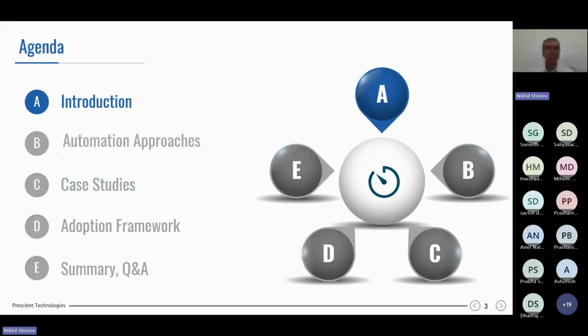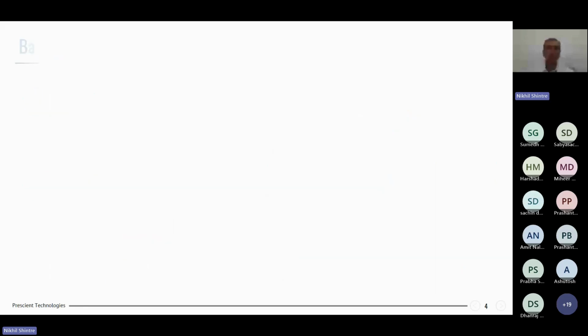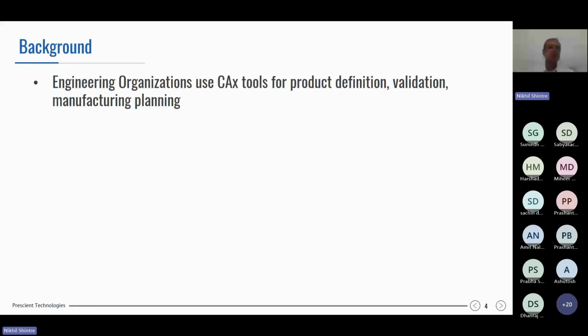So let's start with the introduction. Here we are going to talk a little bit about the background. As we look at automations, we all know engineering organizations may be working in many different functions as part of engineering. Everybody uses CAD, CAM, CAE, which we are calling CAx tools, for product definition, validation, manufacturing planning, and many such applications. Basically, this is all about defining your product in 3D, and then using it for various downstream things like validation, how you manufacture it, all the planning, and so on and so forth.